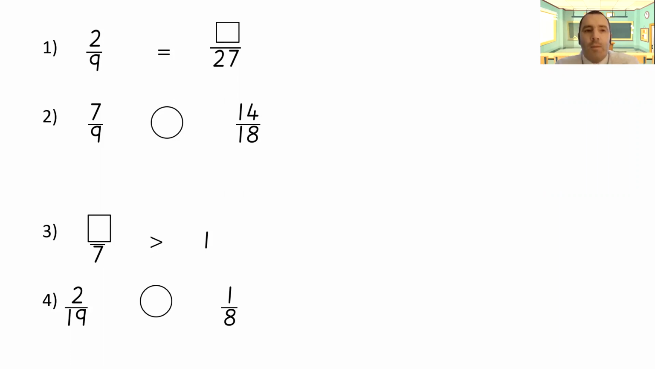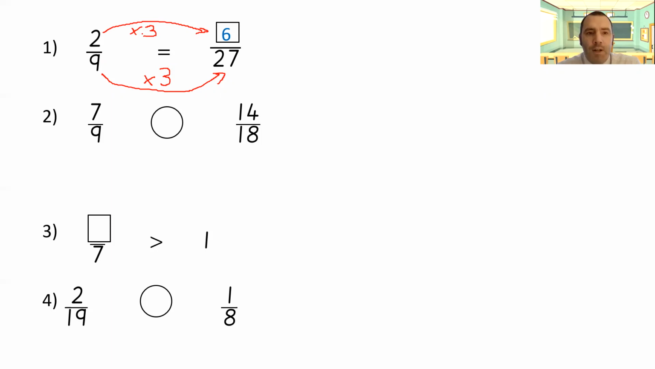Okay, how did we get on with those? So, question 1, 2/9 equals something over 27. Now, our last live session, we were looking at this. So we need to look at our denominator here. How much have I multiplied this by to get to here? In this case, I've multiplied by 3. So what I do to my denominator, I'm also going to do to my numerator. So 9 times 3, I know is 27. 2 times 3 gives me 6.